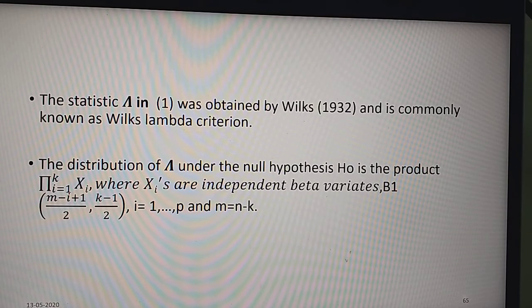So by noting all these notations, the statistic capital lambda in equation 1 was obtained by Wilks in 1932 and is commonly known as Wilks lambda criterion. And the distribution of lambda is the product of xi's, where xi's are independent beta of the first kind variates with parameters m minus i plus 1 by 2 and k minus 1 by 2. So up to this, you will get 5 marks. So what is Wilks lambda criterion? Write a note on Wilks lambda criterion.